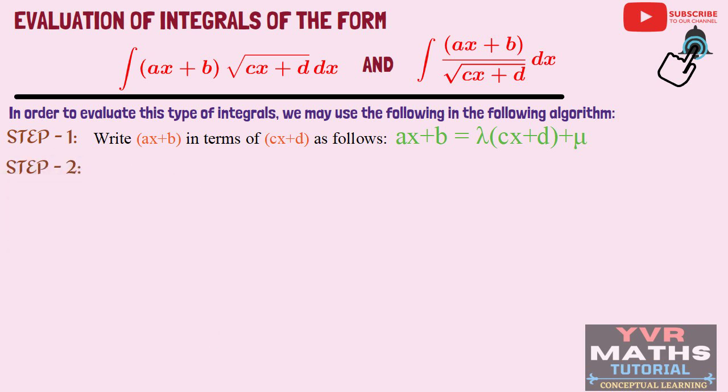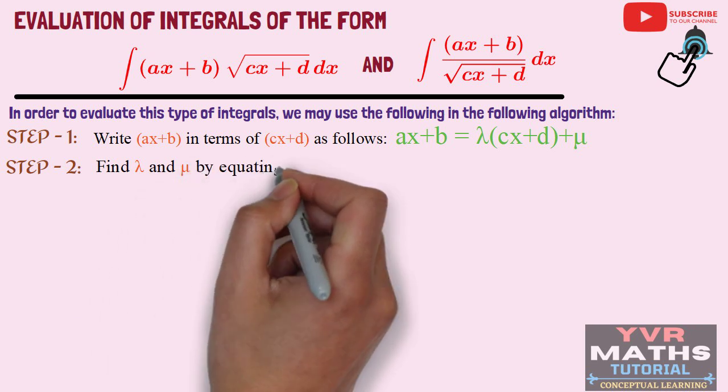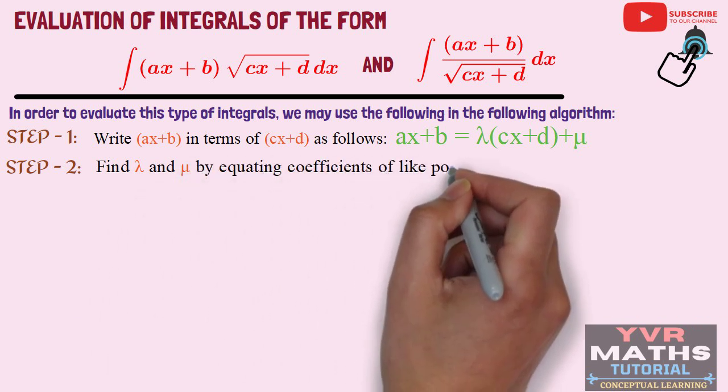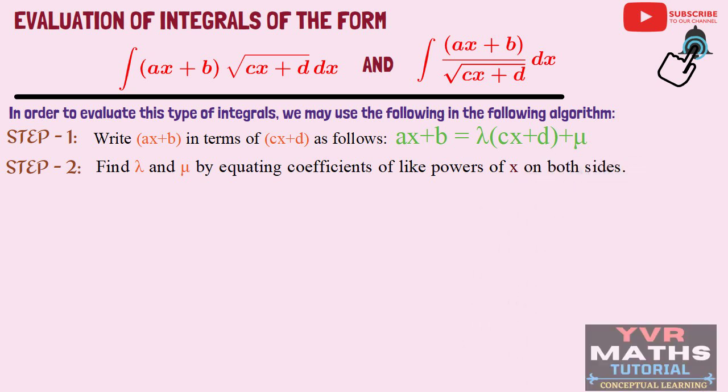See here, next one, step 2. In step 2, we are going to find the unknown values lambda and mu. To find the values of lambda and mu, equate the coefficients of like powers of x from the equation which we discussed in the first step on both sides. If you equate the corresponding coefficients on both sides, then we will get the lambda value and mu value. Then after getting them, we can express ax+b as lambda into (cx+d) plus mu.